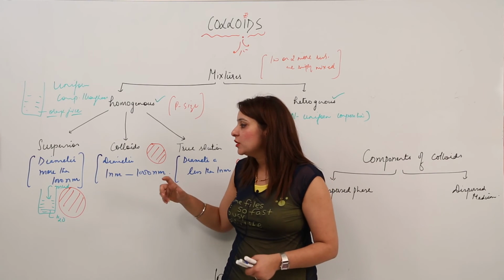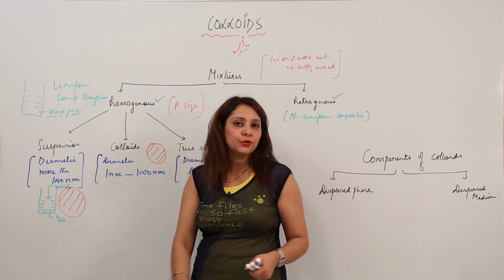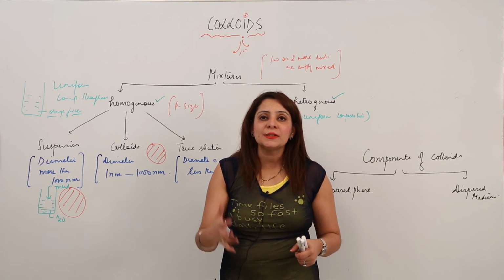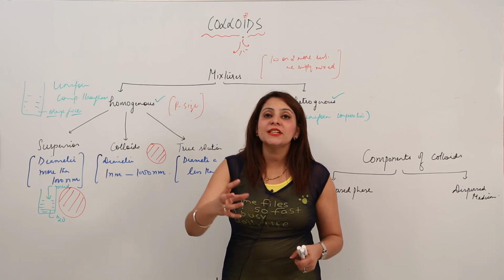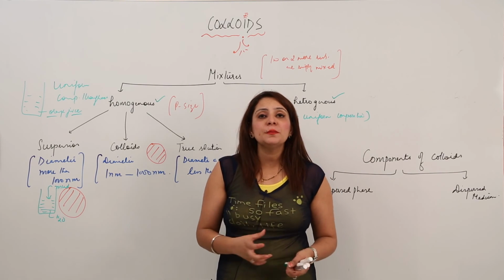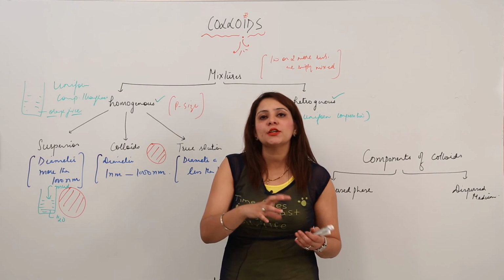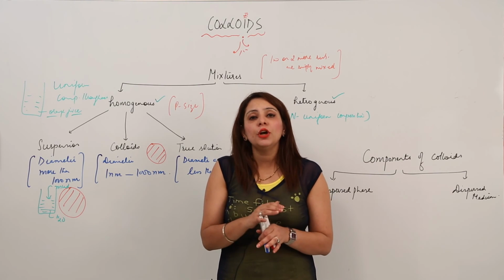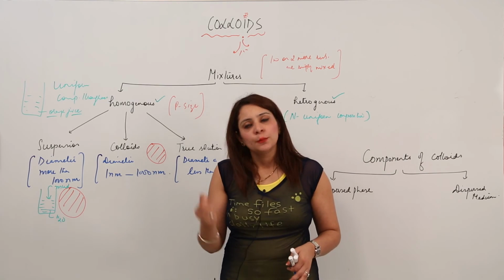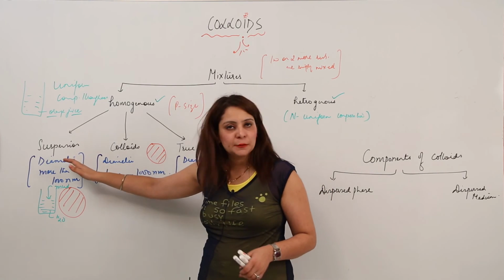And if I try to pass this mud solution through a filter paper, the mud won't pass. The water may pass, but the mud will stick to the filter paper. This is because the suspension particles are too big in size, so we can actually separate them. They do not even pass through sieves with finer pores. They get stuck in the pores. So this is the suspension.